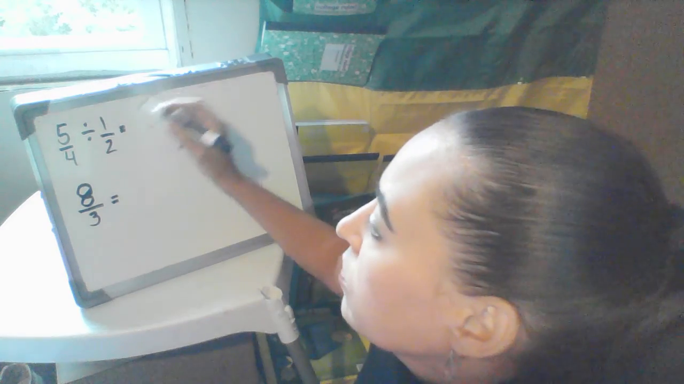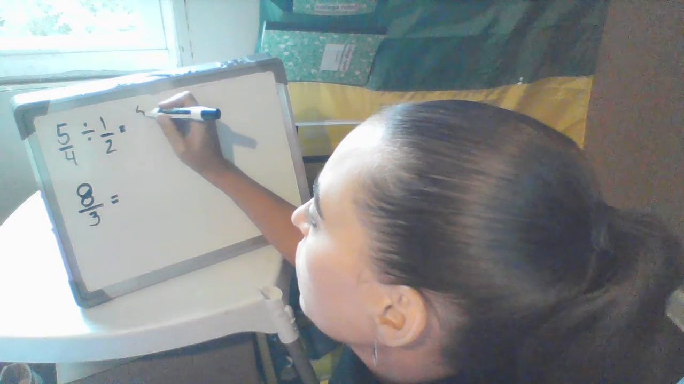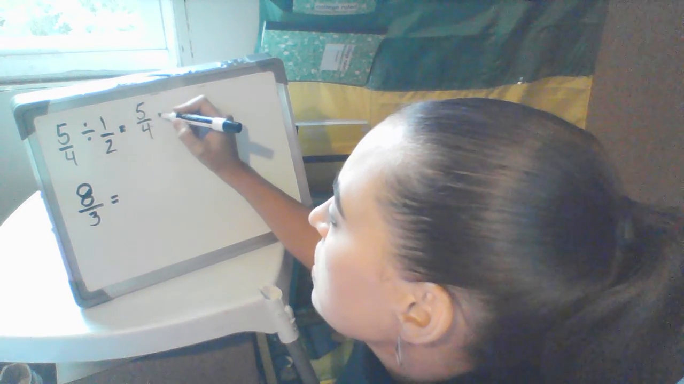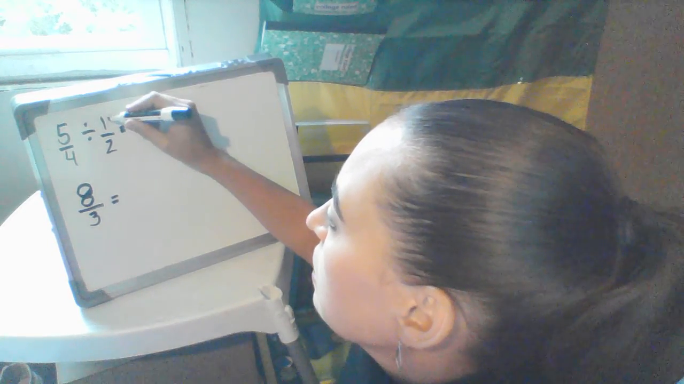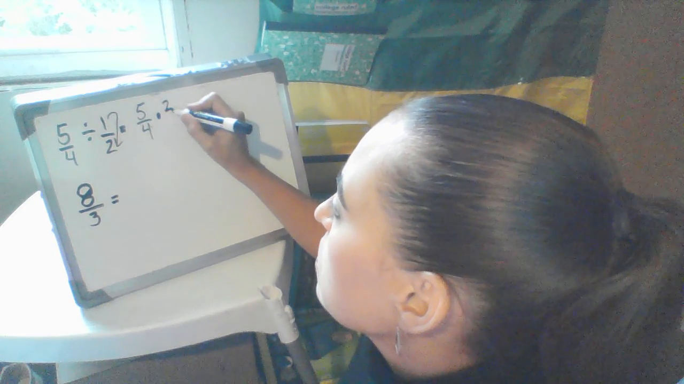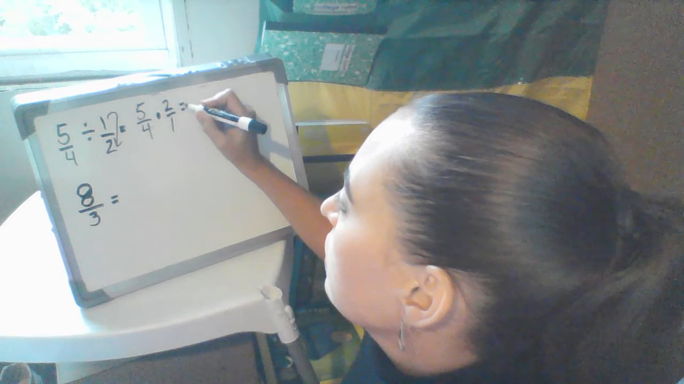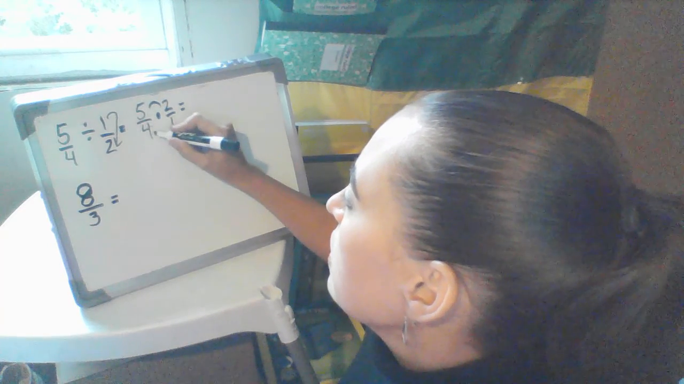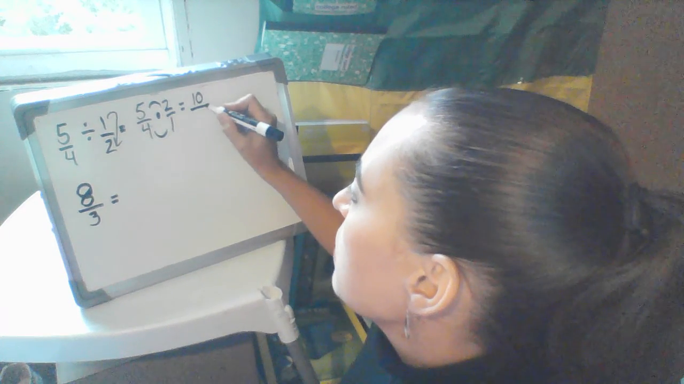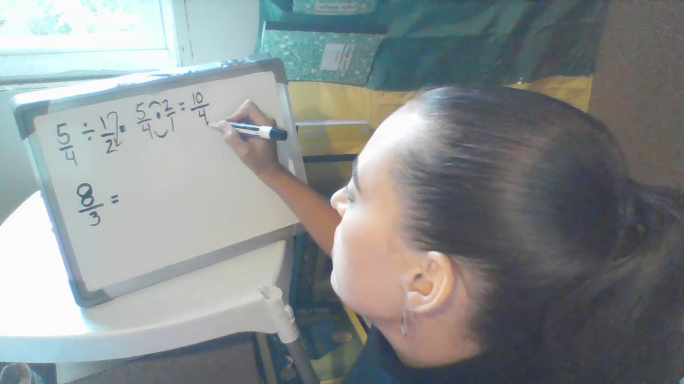All right, so 5 over 4. You change your division sign to multiplication. You're going to flip it. So 1/2 becomes 2 over 1. You multiply your numerators. 5 times 2 is 10. You multiply your denominators. 4 times 1 is 4.